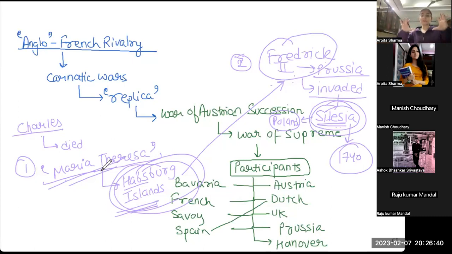And because they were fighting with each other internationally, that fight could also be seen in India. In India also, the British and the French were present, right? So because they were fighting internationally, that same fight and same mindset was there in India also. So at the same time period, the Carnatic Wars in India also started. That is why it is said the Carnatic Wars are the replica of the War of Austrian Succession.